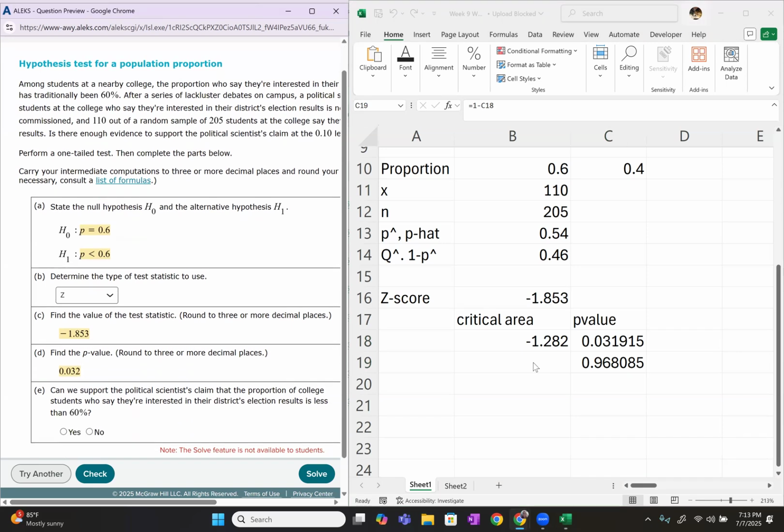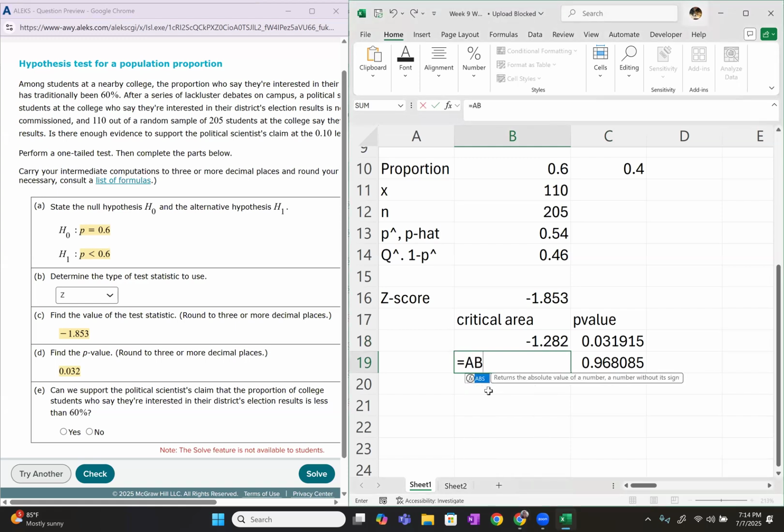So can we conclude that it's changed? That it's less than? Remember, it's a one-tailed 0.10 test. If you look at here, this is 0.10. Here's 0.90.